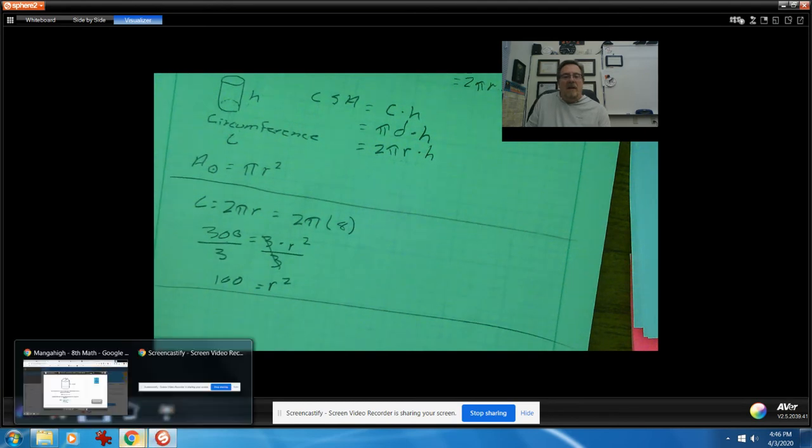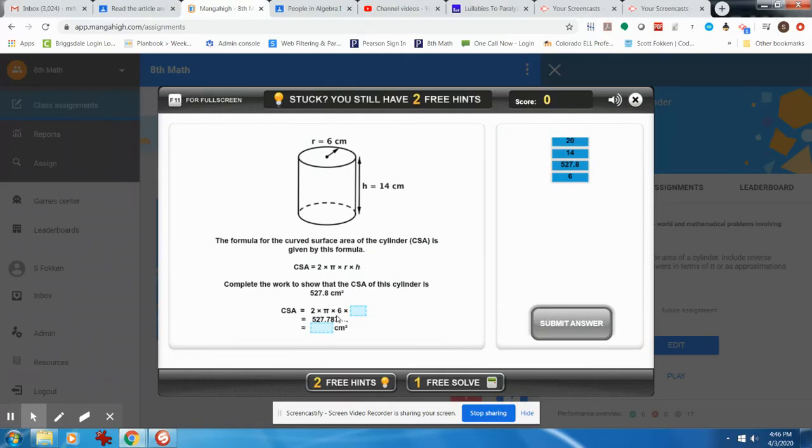So let's look at 2 pi times the radius times the height, and the height is 14. So I'm going to grab this, throw it in here. We'll put that in.